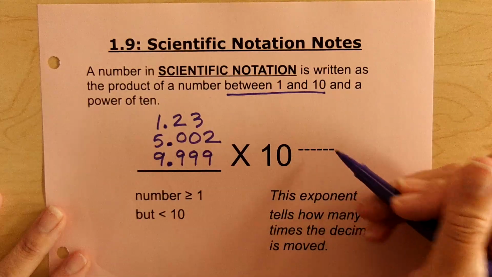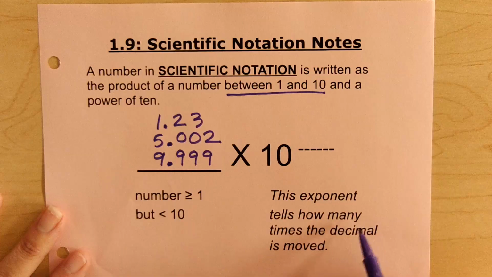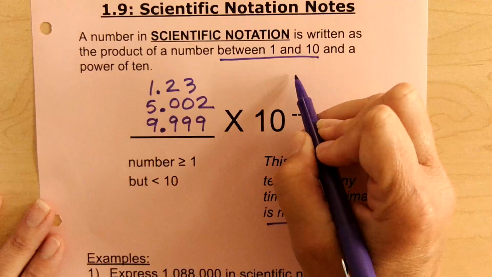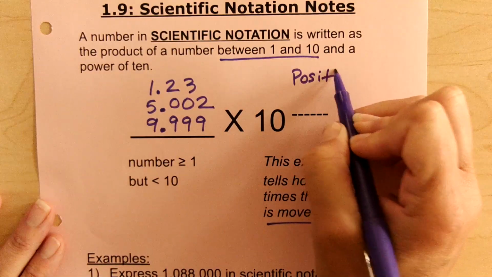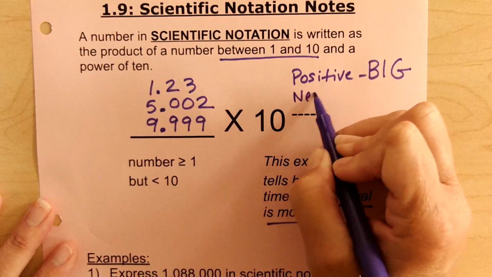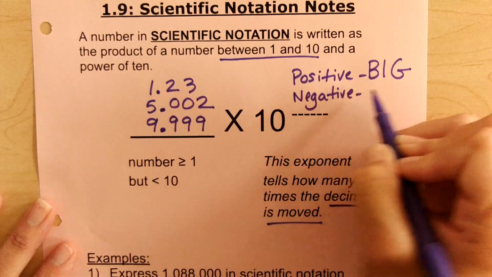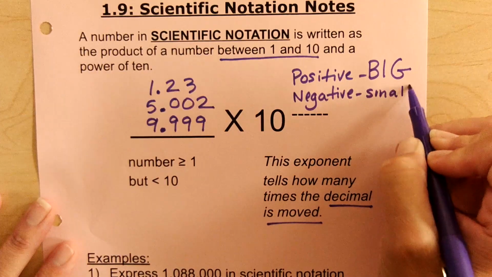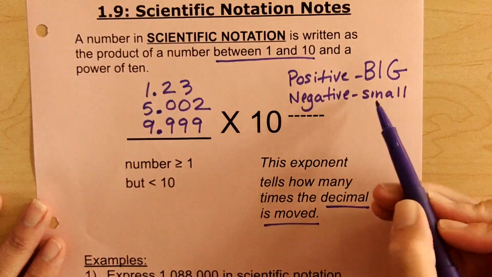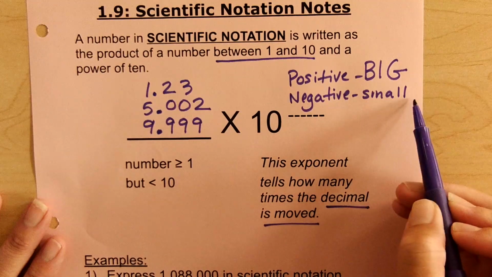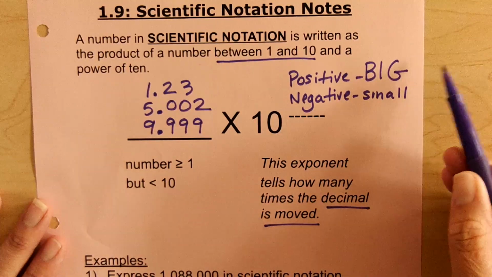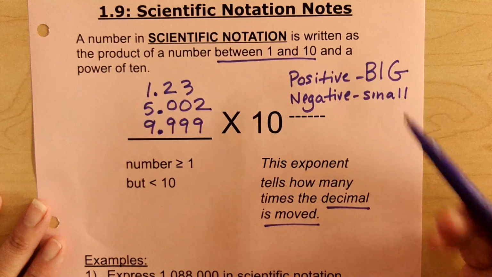Okay, the exponent. So the exponent is telling me how many times the decimal is moved. So this part could be positive if it's a really big number, like the video said. Or if the exponent is negative, that means I'm talking about something that is really small. So this would be like something that you would have to look at under a microscope. That would be something really small. Or something really big, like the distance between the Earth and the sun. That's going to be a really big number.